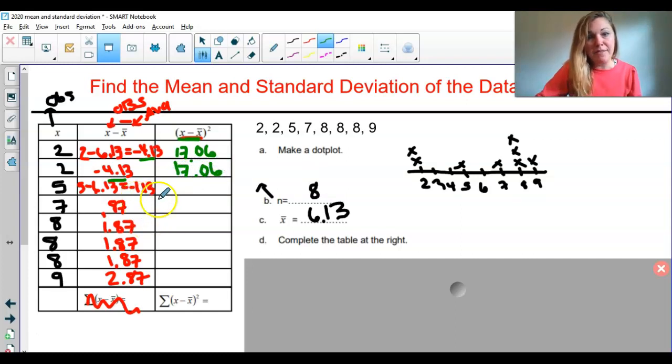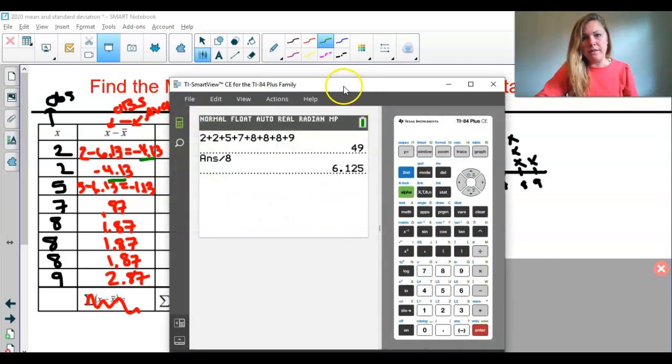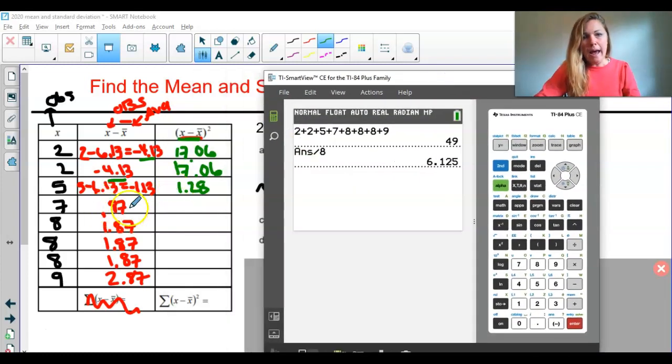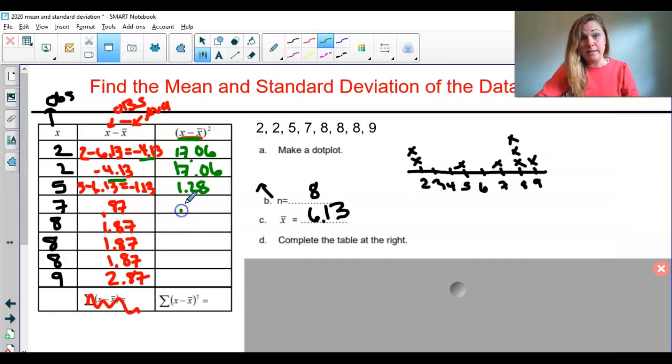I'm going to do it again. I have negative 1.13, so I'm going to square that. I get 1.28 when I square that. Let me show you with my calculator here just so you can see it visually. Okay, again, I'm going to take this one right here and square it. So I'm going to take 0.87 squared, and that gives me 0.7569, so 0.76. I want to pause the video right now. I want you guys to fill out the rest.